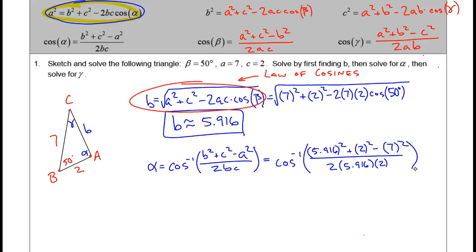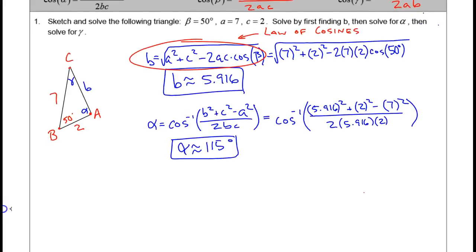Okay, so when you plug that into your calculator, in my calculator, I stay in radian mode all the time. So this is going to give me alpha in radians multiplied by 180 over pi, and you'll get alpha is approximately equal to 115 degrees. Okay, folks, we're cooking with gas here.